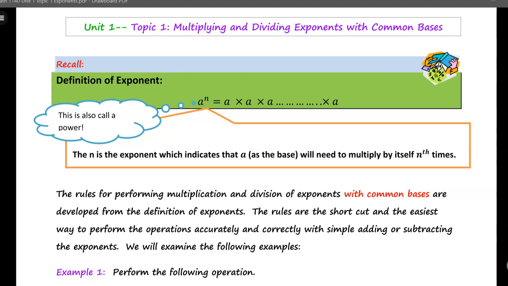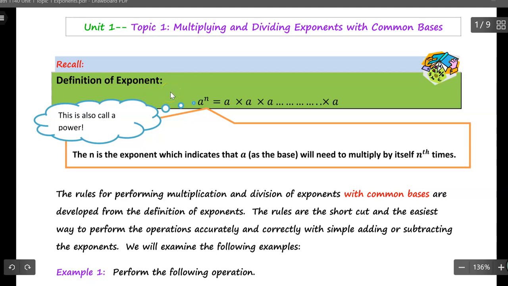Hello everyone. In this lesson, we will talk about multiplying and dividing exponents with common bases. I would like everyone to recall the definition of power, also called the definition of exponent. A power is a term that consists of a base and an exponent. The whole thing here is called a power, or sometimes they just call it an exponent.